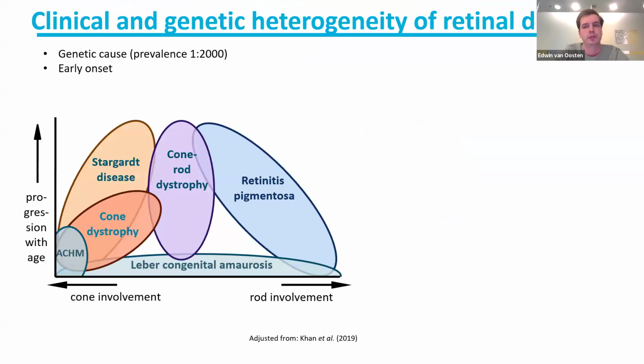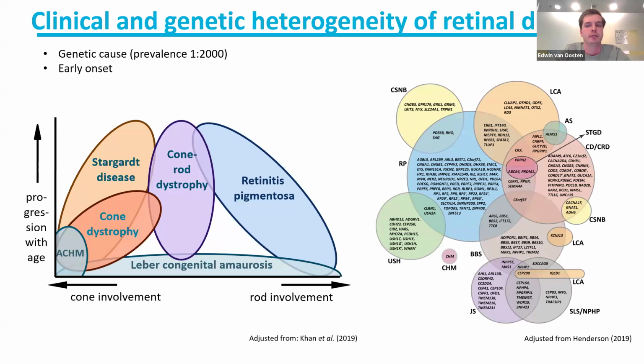Specifically, I'll focus on inherited retinal diseases, which have a prevalence of about 1 in 2,000 and have an early onset. But there's a large group of inherited retinal diseases, each with their own disease phenotype, whether it's progressive or not, and whether there's more rod involvement, such as retinitis pigmentosa, or whether cones are more affected, such as in Stargardt disease. So it's a group of disorders, making it quite heterogeneous. But not only that, also on genetic level, inherited retinal diseases have high heterogeneity, with a lot of different genes affecting a lot of different phenotypes.